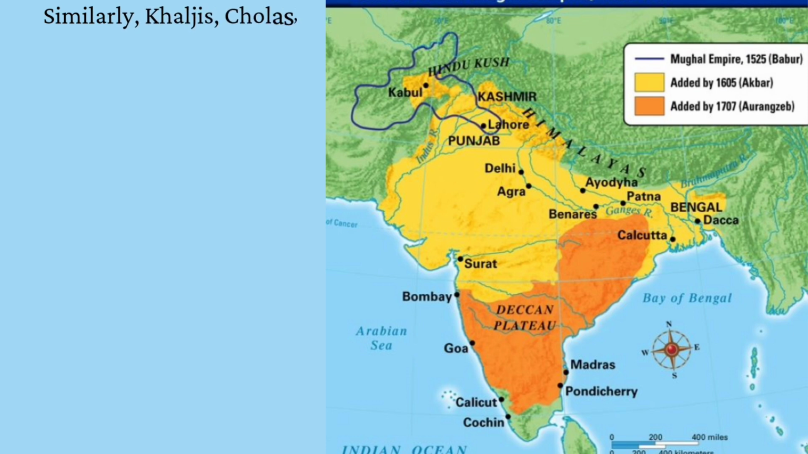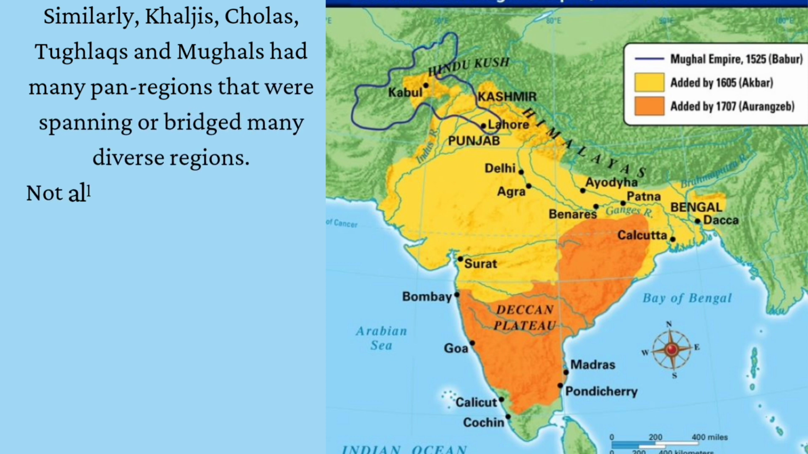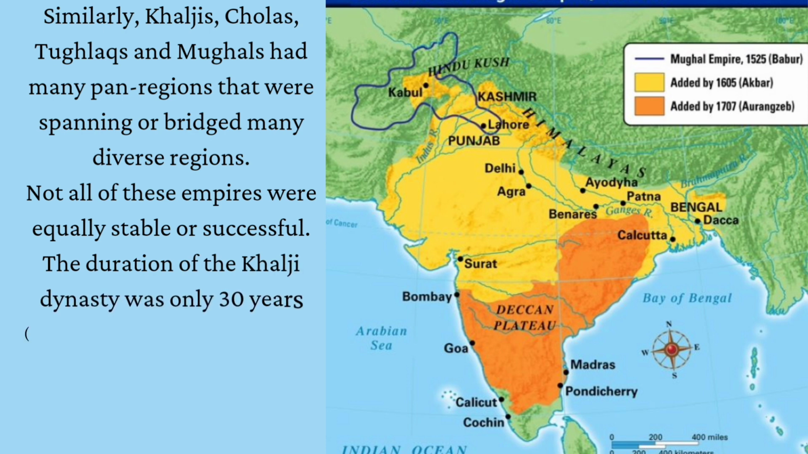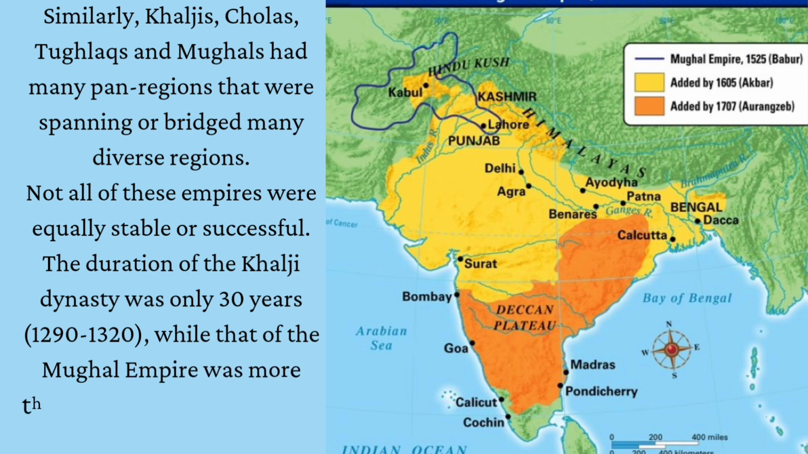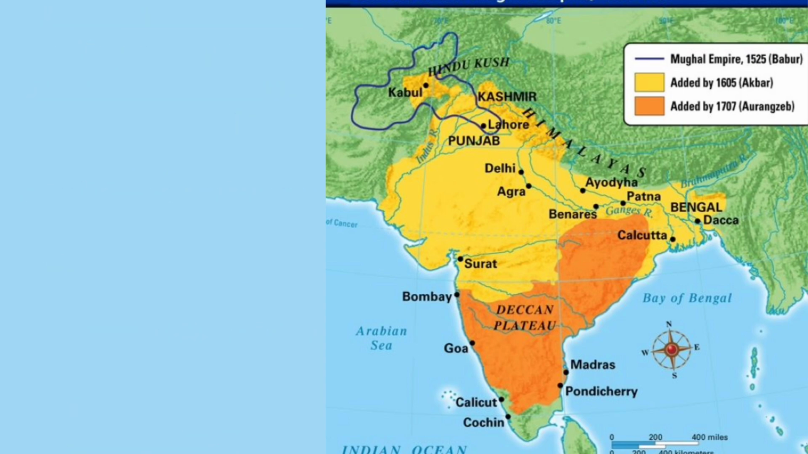Similarly, you can see the Khaljis, Cholas, Tughlaqs and Mughals had many pan regions that were spanning or bridging many diverse regions. So spanning means bridging. But not all these empires were equally stable or successful. For example, the duration of the Khalji dynasty was only 30 years, while that of the Mughal empire was more than 2 centuries. That means 235 years.